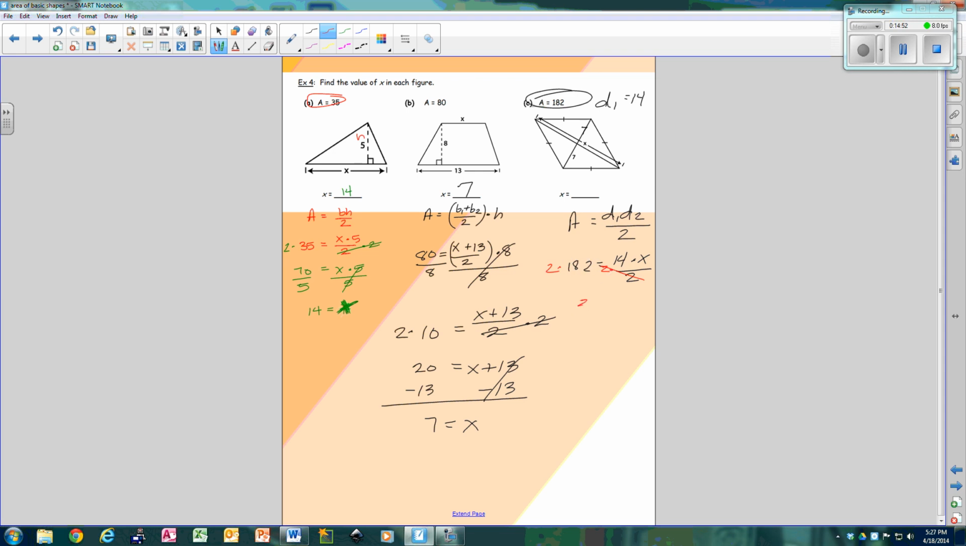which is 364, equals 14 times x. Then if I divide by 14, it cancels out, and I get that x is 26. So I find out that the other diagonal is 26. Okay, so that's all of your figures.